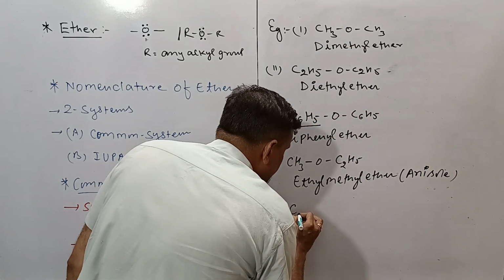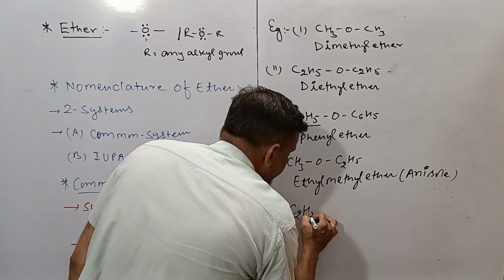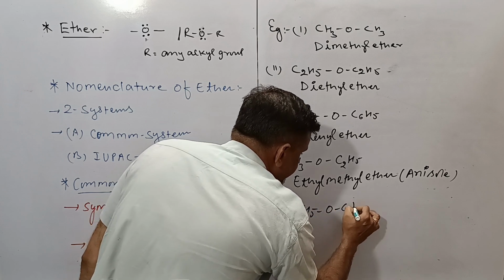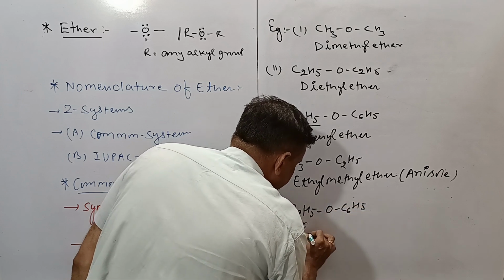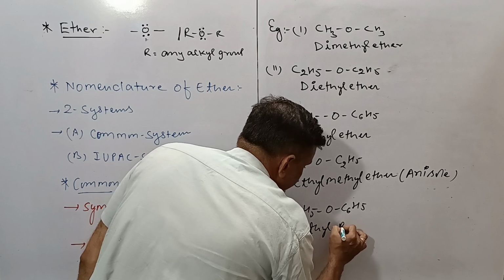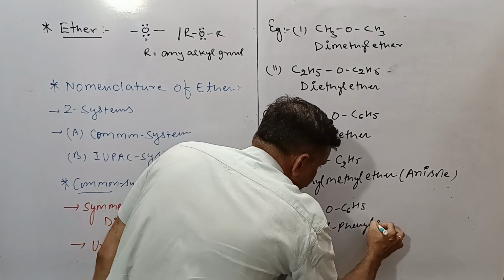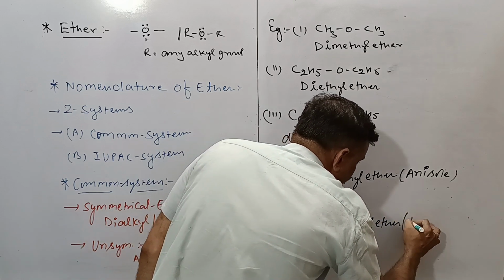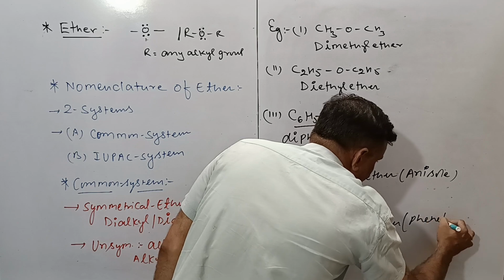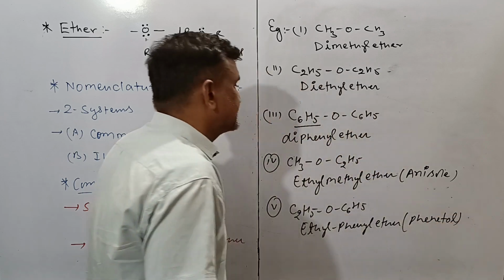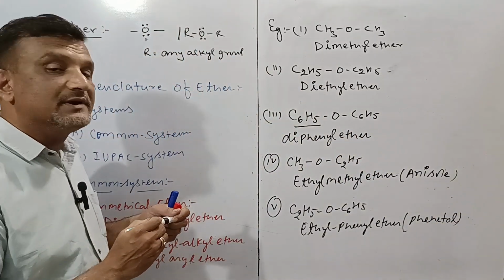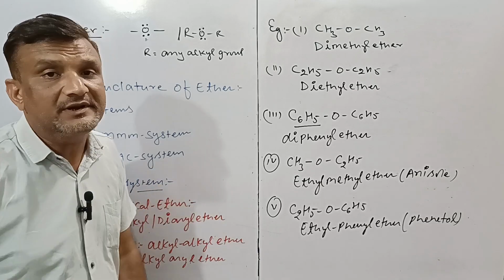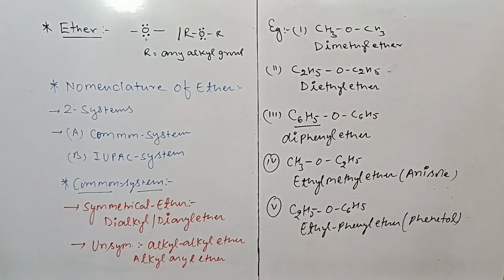If we take C2H5 O C6H5, then ethyl phenyl ether, or it is also called phenetole. So this was about the important examples regarding the common system. See the matter properly.